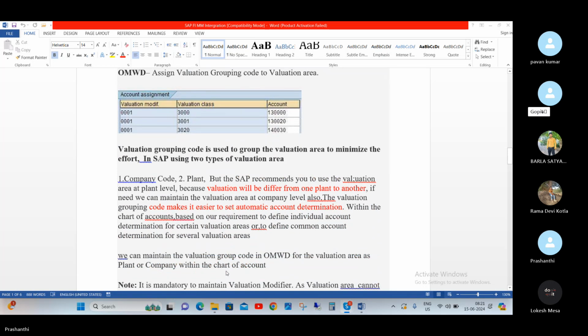Okay, the valuation modifiers are taken as 0001 in that screen. Valuation modifier 0001 is the same, but the valuation class is different. So those are assigned for the valuation class, and I will also assign the GLs.